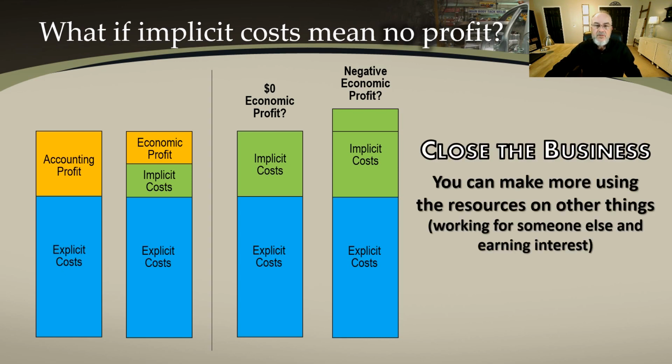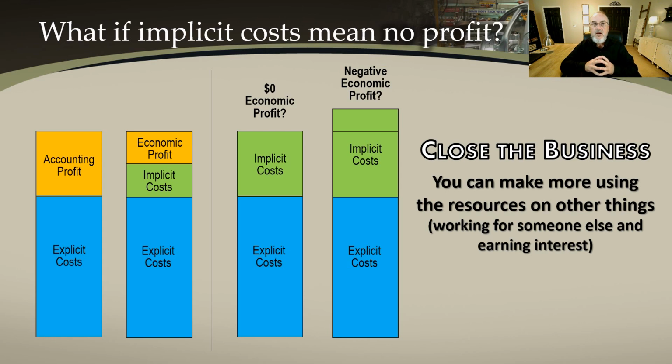What I should do is close the business, because I can make more net. At the end of the day, I'm going to make more if I'm using my resources, my money, my time, my skill, working for someone else. You see that? So you can make more using the resources on other things, working for someone else, and earning interest. So that's what it helps us to see.